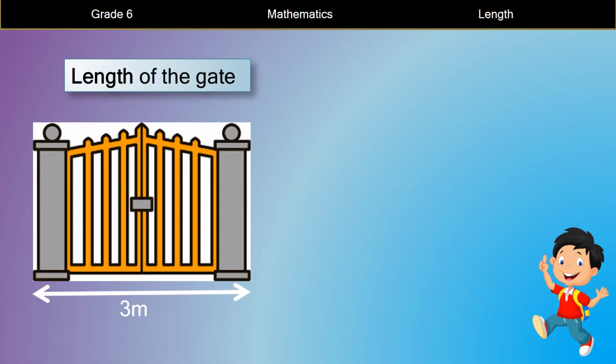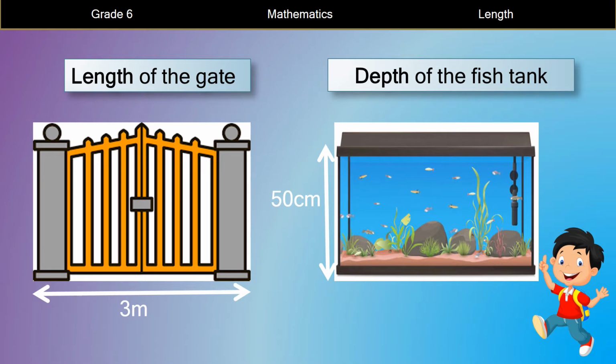In this diagram, there is a gate. We can see that the length of the gate is marked as 3 meters. Length of the gate is 3 meters. And there is a fish tank. The depth of the fish tank is 50 centimeters. This 50 centimeters is also a certain length, but when you consider the fish tank, we use the word depth.